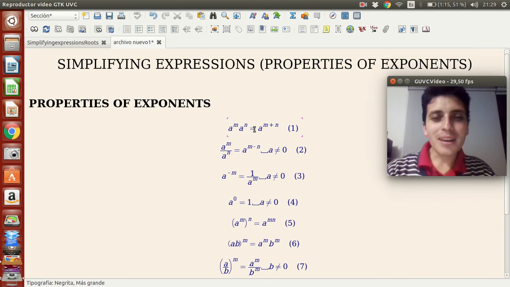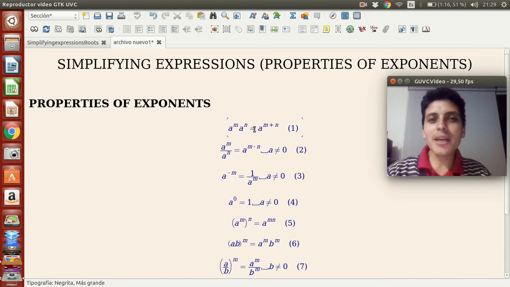Hi, today we're going to explore how to simplify expressions using properties of exponents.